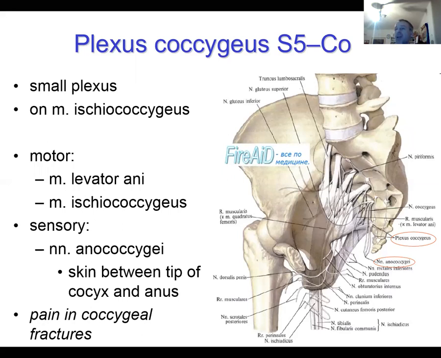But it also gives small sensory innervation, and these nerves are called anococcygeal nerves, as they supply what we find between the posterior aspect of the anus and the apex of the coccygeal bone, which is palpable. In the case of fracture of the coccyx, these nerves can be harmed or entrapped, and it can be very painful. So small nerves, but quite interesting.